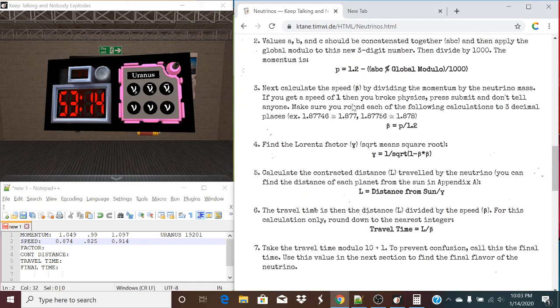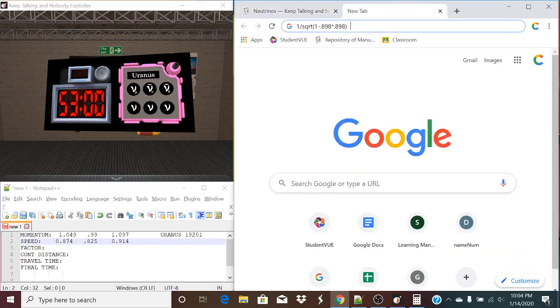So now that we calculated our speeds, we're going to go to the Lorentz factor. What we're going to do is plug in our speeds here. This is going to be 1 over the square root of 1 minus the speed times the speed. Thank God for Google, because I have a little tab here that has the equation all prepped up. All we have to do is change the speeds.